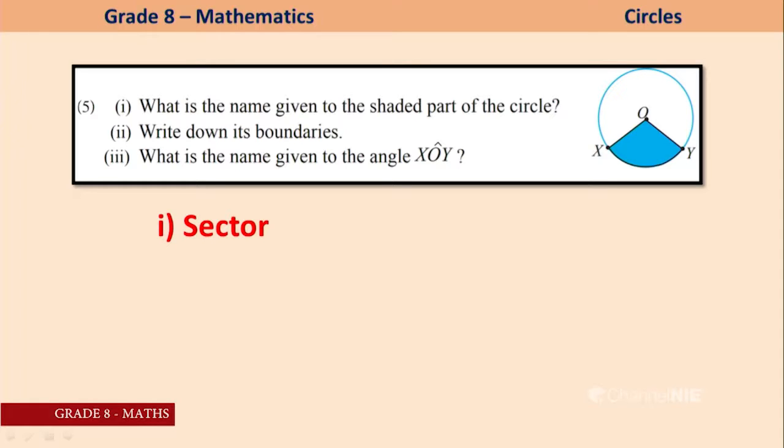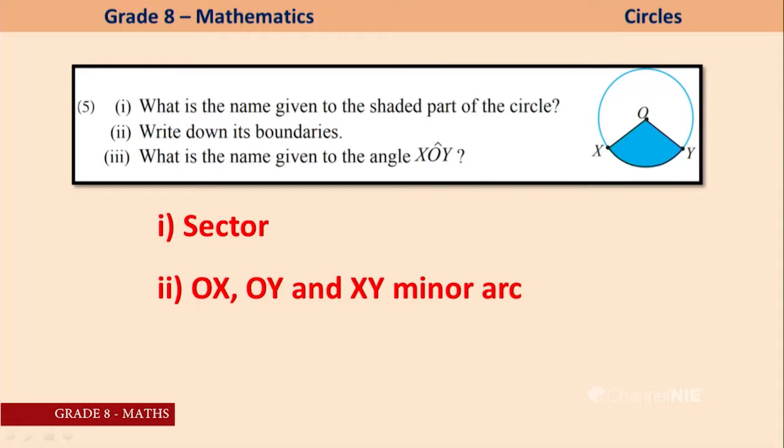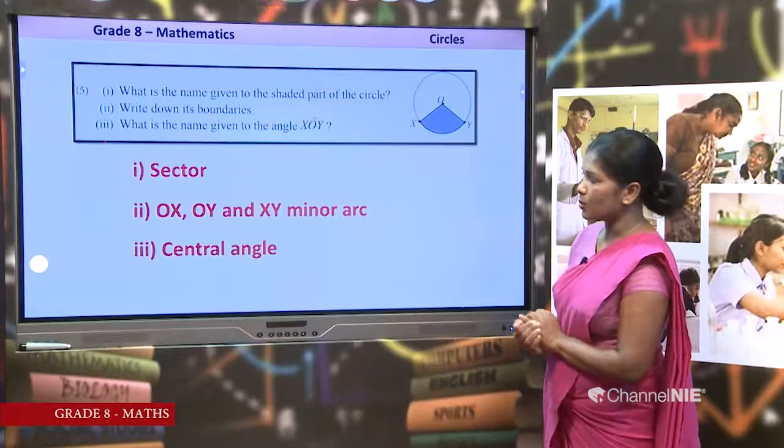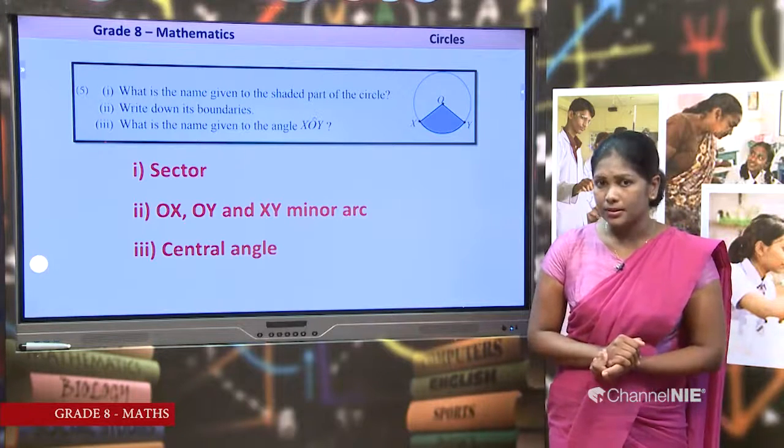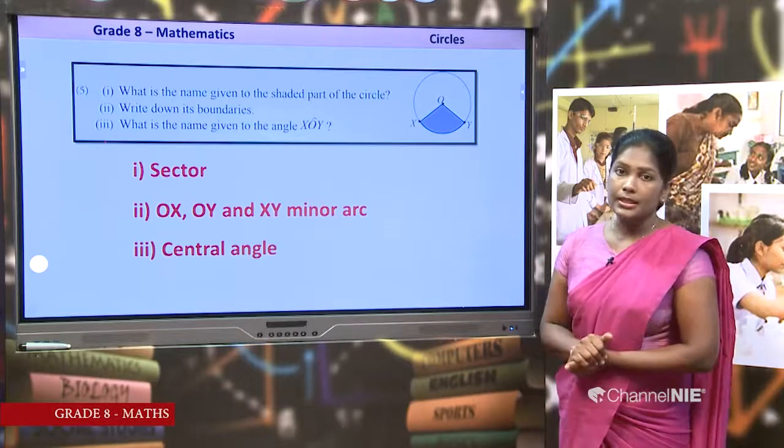Then second one, write down its boundaries. What are the boundaries? OX, OY and XY minor arc. In the third question, they ask about what is the name given to the angle XOY. You should know XOY is the central angle. They ask about the minor sector. So, here the central angle is an acute angle.